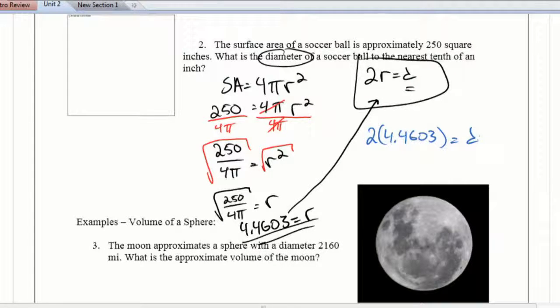So I get 8.92. And in this case, the nearest tenth of an inch. So I'm going to lose the 2, because that's my hundredths. Not squared, but just inches. 8.9 inches is the diameter.